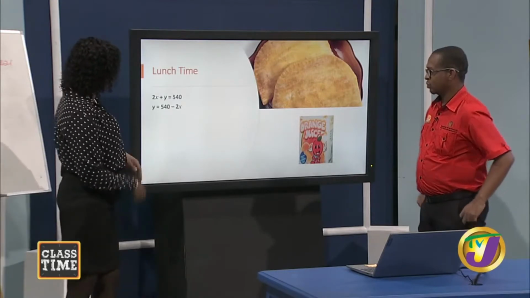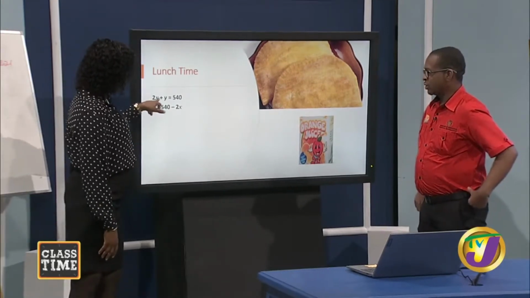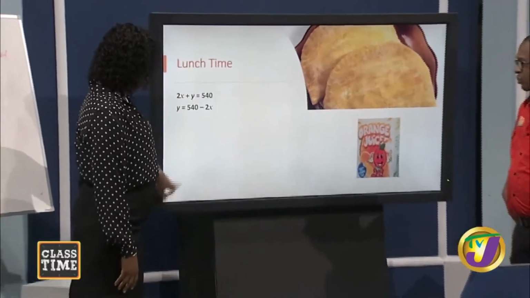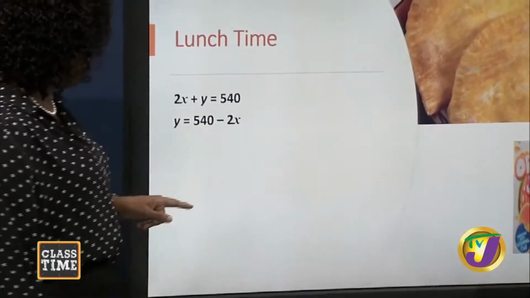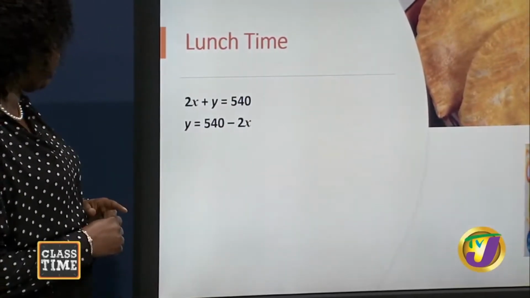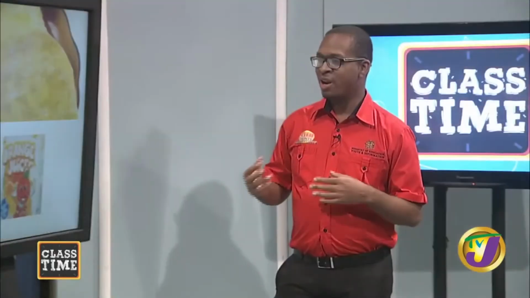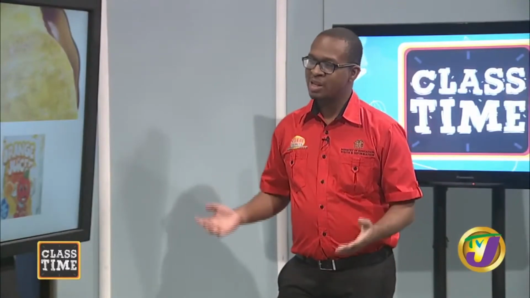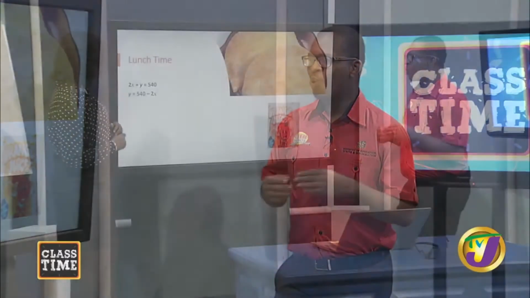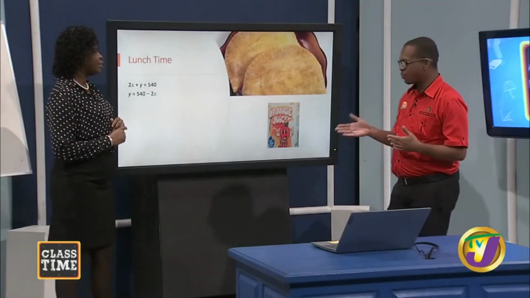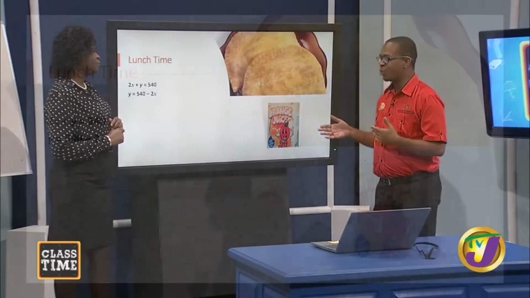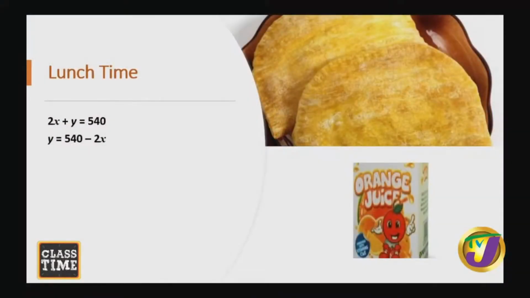Okay, so let's notice the two equations. First, we had 2x plus y equals 540. Now I'm seeing y equals 540 minus 2x. What happened here? Remember we were talking earlier about the slope-intercept format? Yes, we wanted y equal to something. So we are re-expressing in this situation using what we would have learned in algebra class, specifically transposition. Ah, yes, transposing.